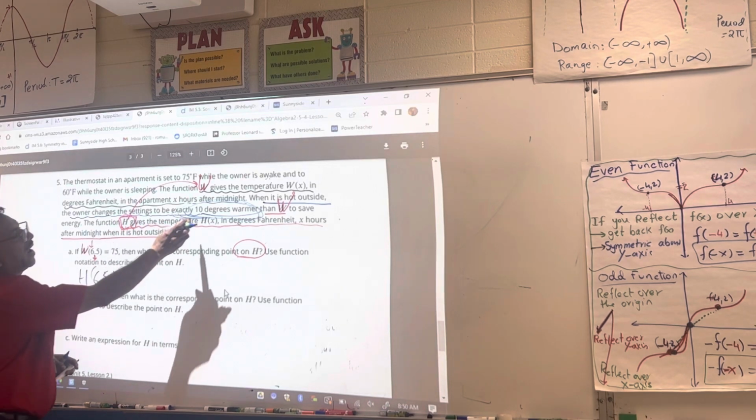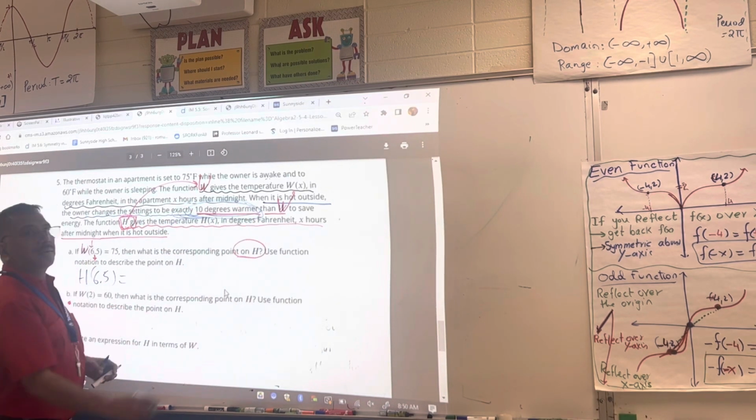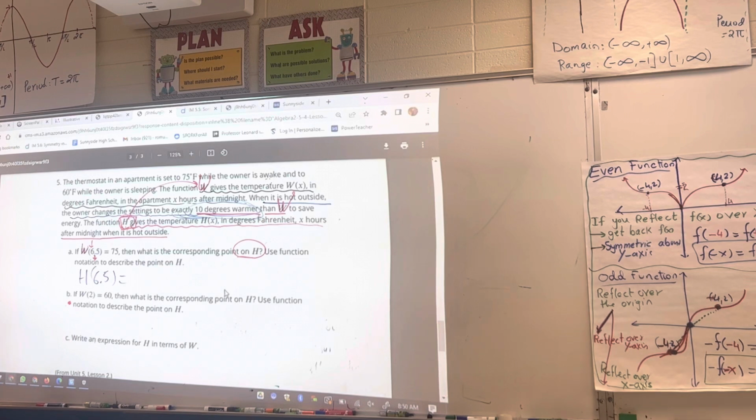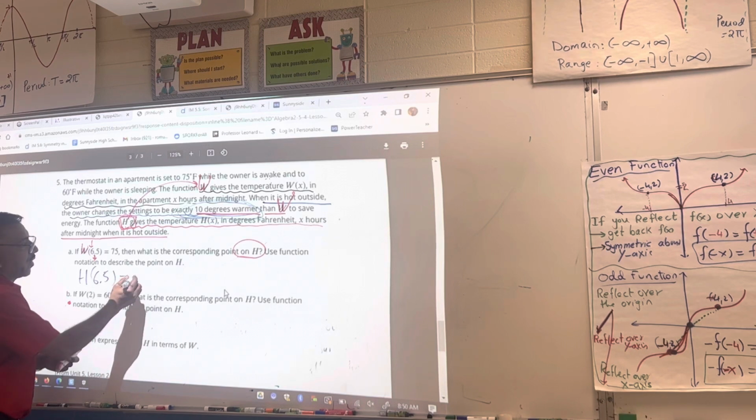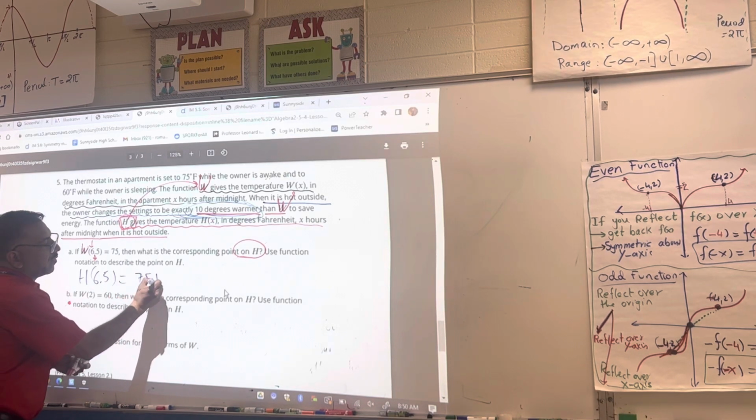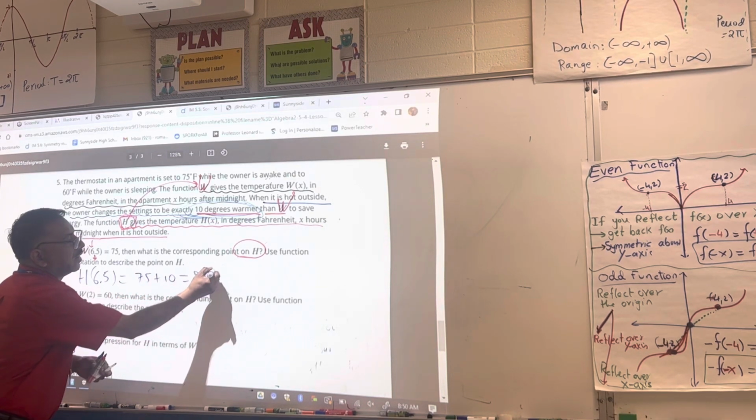So it should be 10 degrees warmer, right? Can you see this part? So that means your H will be how much? Say it again. 85. Who said that? 85? Why is it 85? 10 degrees more. So it's not just 75. So you write at 75, that means 75 plus 10 is 85 degrees Fahrenheit.